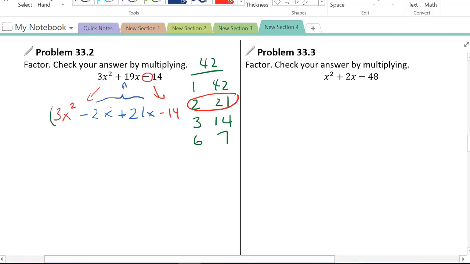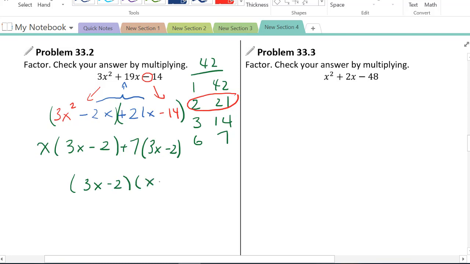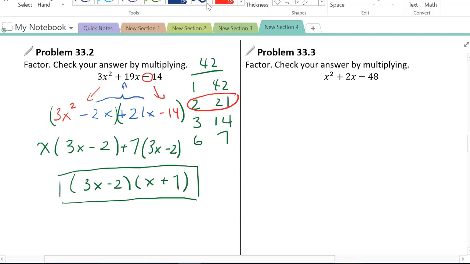You're going to factor by grouping. What can I factor from the first two? I can pull out an x. So what's left over? 3x minus 2. What can I factor from the next two? I can pull out a plus 7, right? So what's left over? 3x minus 2. What's in common? 3x minus 2. What's left over? x plus 7. Okay, and that's it. Right, so same thing. Let's go to the next one.